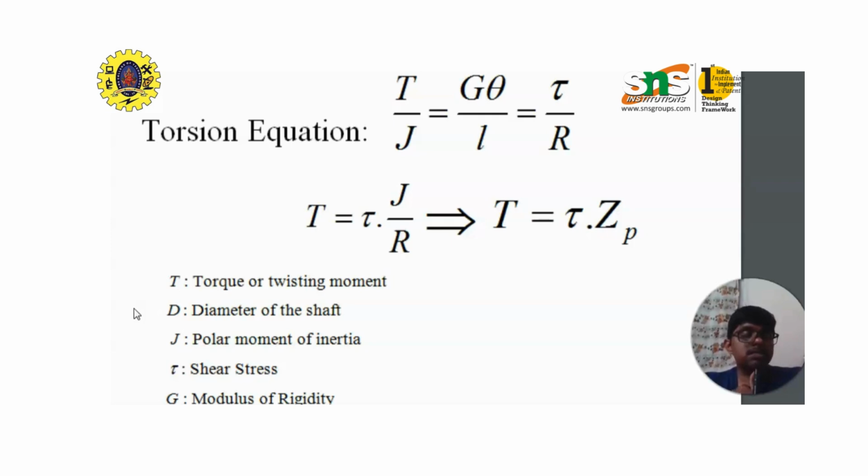Based upon that, the shear stress values vary with respect to the differences between the materials and the loadings applied. That is what tau divided by R represents. And T by J is equal to tau by R. In terms of this, we can also represent torque as equal to shear stress into polar moment of inertia divided by the actual radius. Theta represents the angle of twist, and tau represents the shear stress.